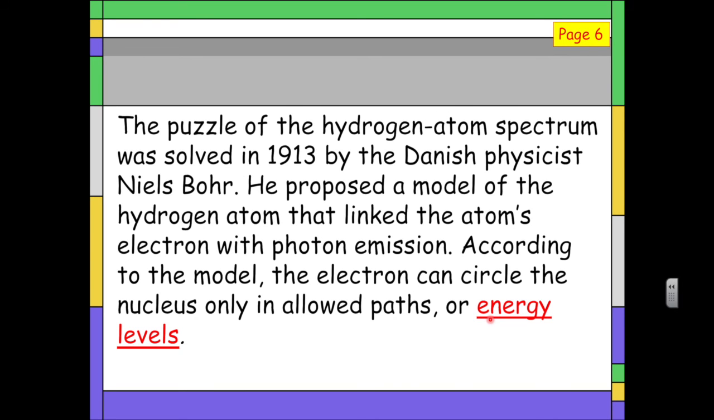And then also on page 6. So the puzzle of this hydrogen atom was solved by the Danish physicist Niels Bohr. He proposed a model of the hydrogen atom that linked the atom's electron with its photon emission. According to the model, the electron can circle the nucleus only in allowed paths or energy levels. So this is where we get the term energy levels.